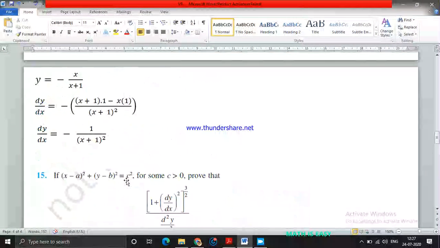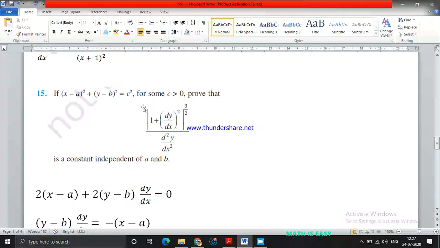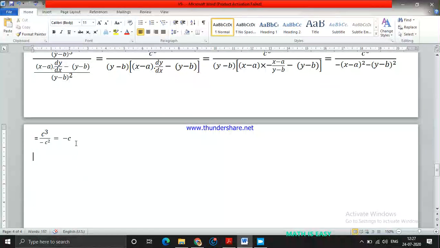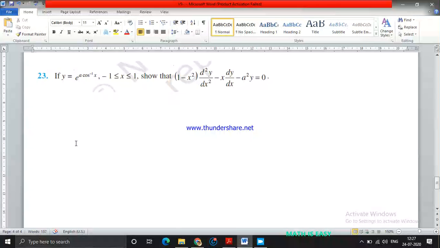So what is the question asked? Prove that it is a constant independent of a and b. Yes, I got the answer as minus c, which is independent of a and b value, where c is a constant.